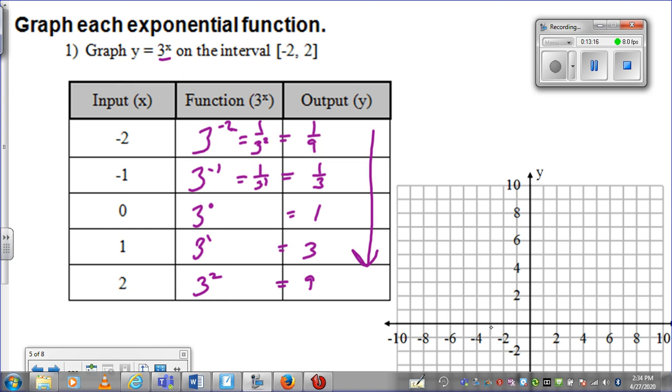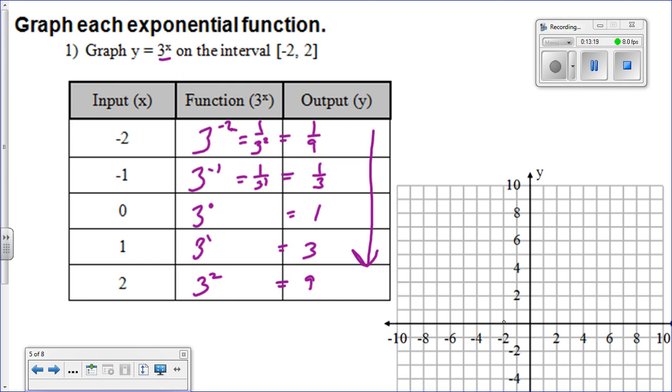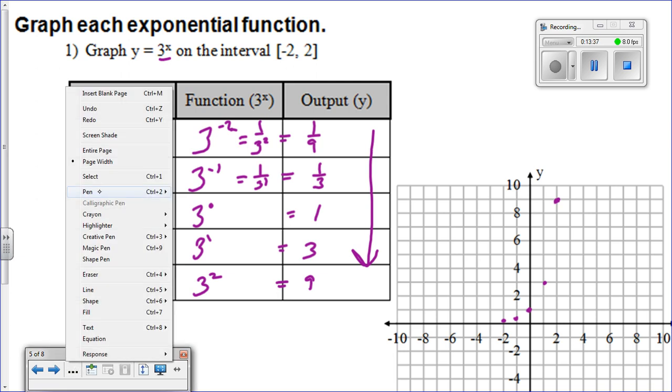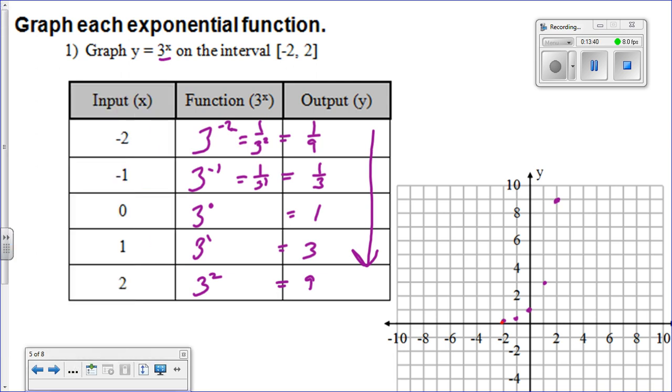All right, so -2 has an output of 1/9. It's very tight here. -1 is 1/3. 0, 1. 1 has an output of 3, and 2 has an output of 9 that just squeaks in here. So I'm going to graph this, smooth graph here, and clearly you could see that as we read a graph from left to right, this thing is growing. Okay, let's take a look at another one.